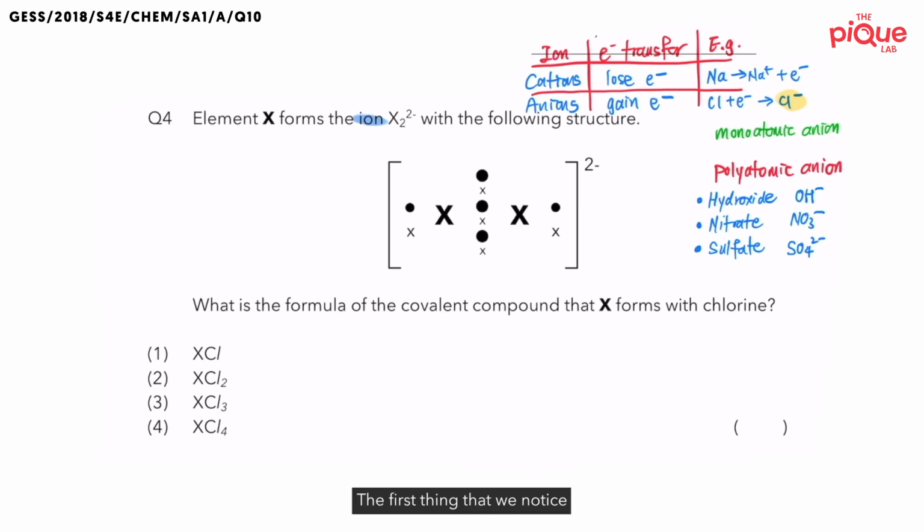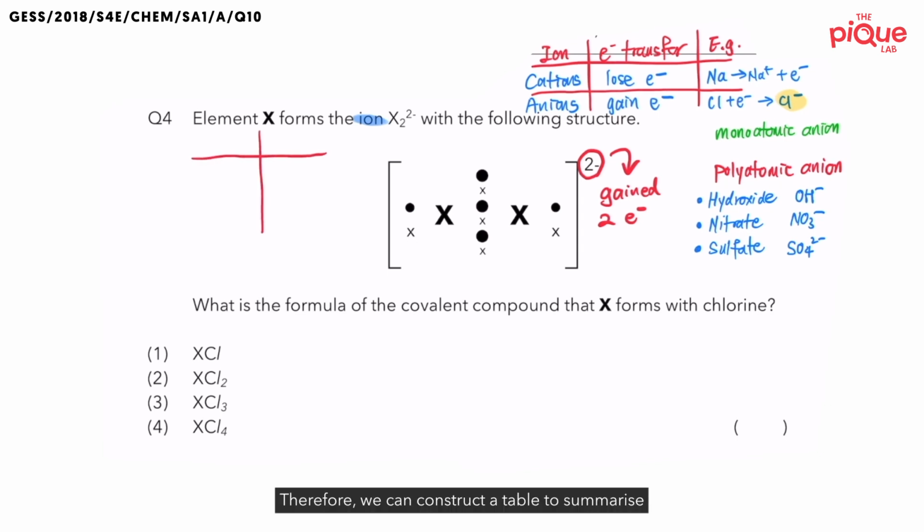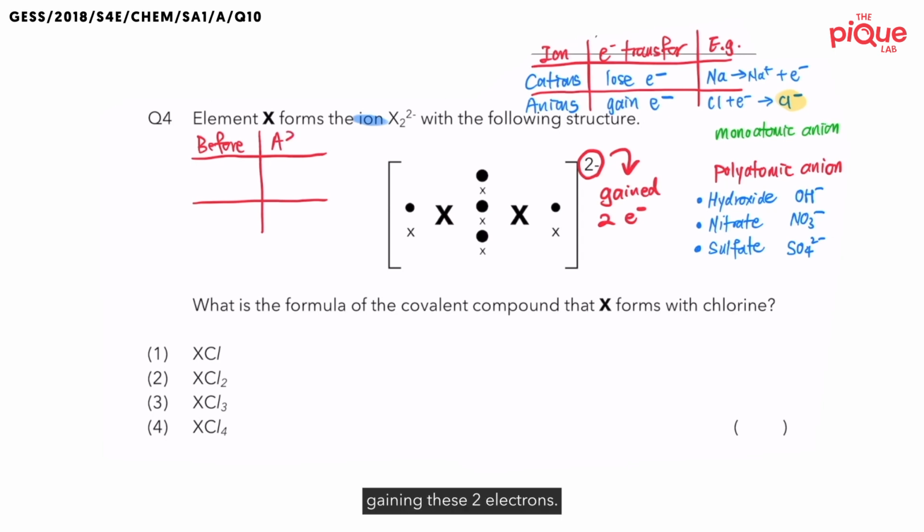The first thing that we notice is that this particular polyatomic anion comes with a charge of 2-. So what does that tell you about the number of electrons that this X2 2- has? This 2- tells us that X2 has in fact gained 2 electrons. Therefore, we can construct a table to summarize the number of electrons before and after gaining these 2 electrons.